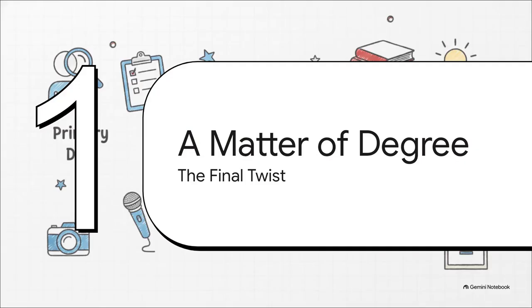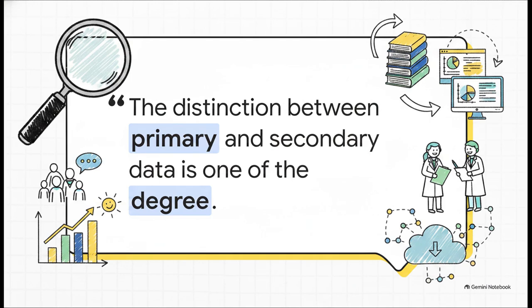Section 3. A matter of degree. The final twist. Let's see how this builds into something a bit more nuanced. We've spent all this time drawing a hard line between these two categories, right? Comparing them across originality, suitability, cost. But in the real world of statistics, things aren't always so black and white. The statistician Secrist brilliantly points out the distinction between primary and secondary data is one of degree. Data which is primary in the hands of one party may be secondary in the hands of the other.